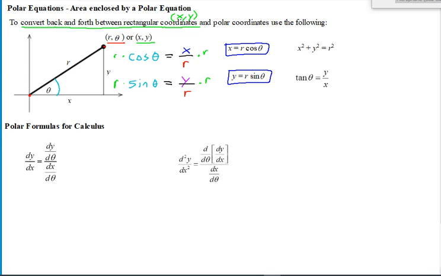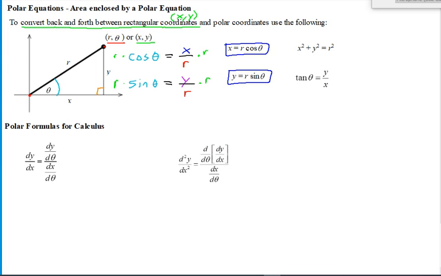And then the other ones you can see that you occasionally might need to use, but not as often, is x squared plus y squared equals r squared. You can see that just comes from the Pythagorean theorem since this forms a right triangle here. And then tangent of theta is y over x. You can see tangent is the opposite over the adjacent. So that would be the y coordinate over the x coordinate.